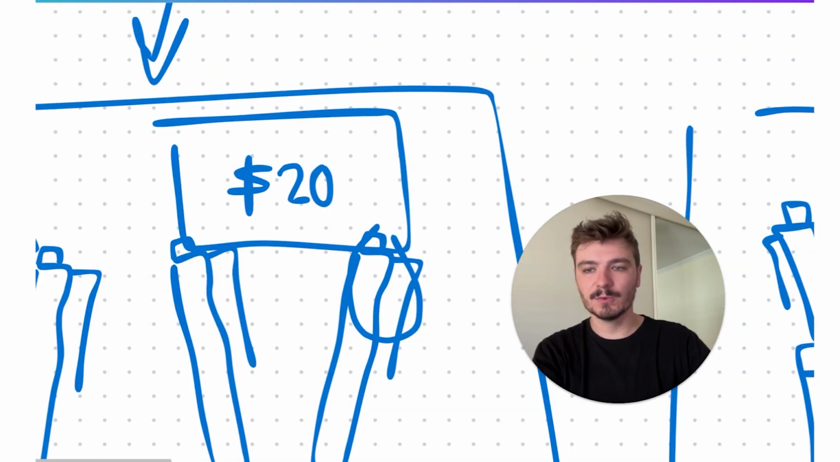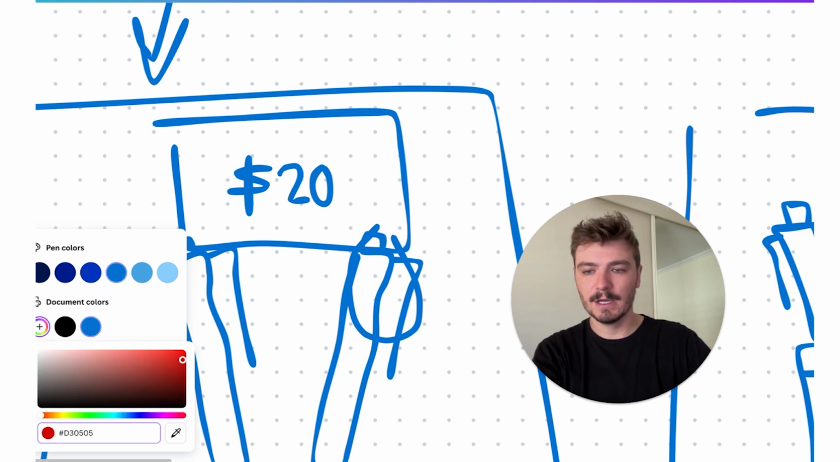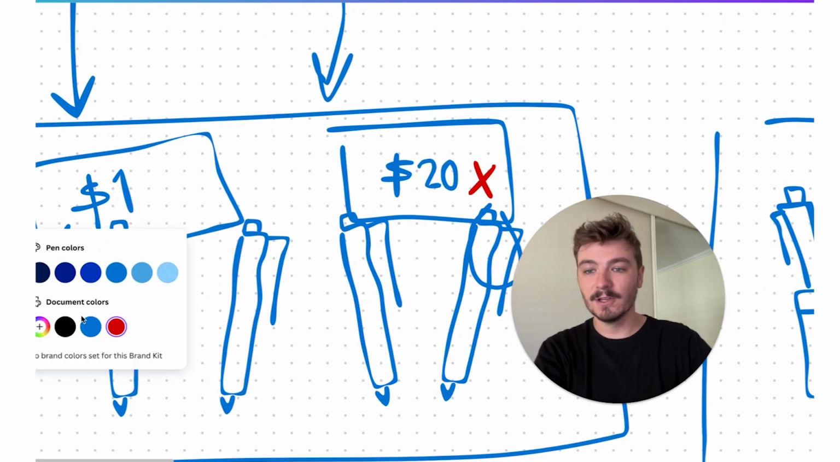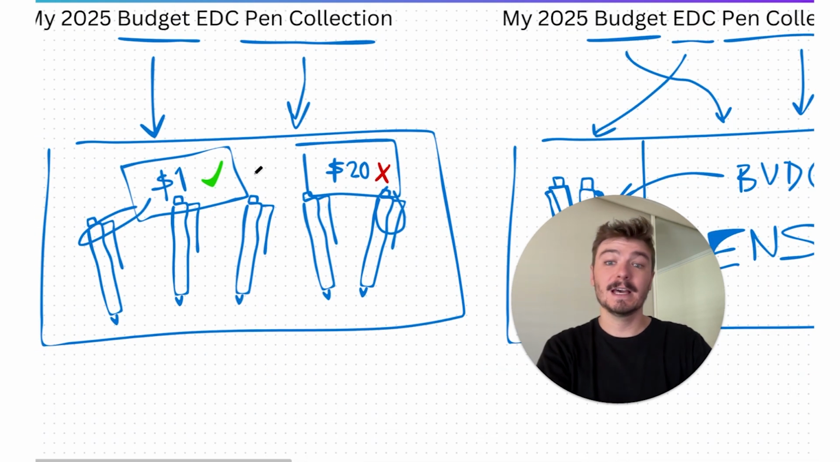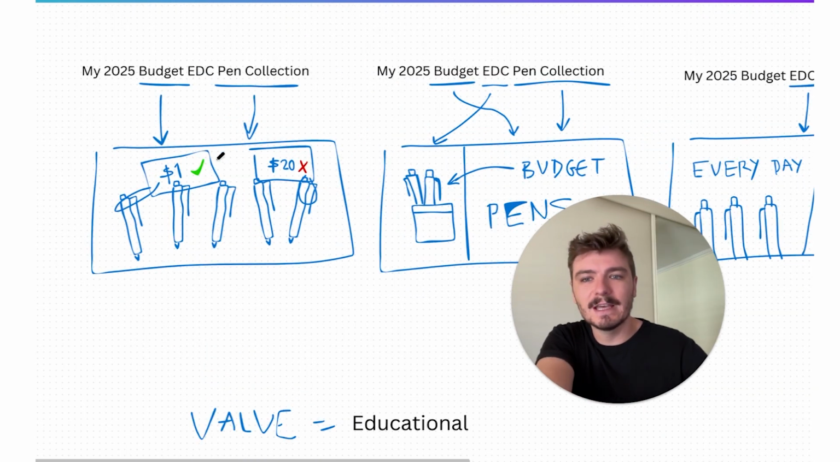So what I could do for this one here is $20 with a cross. Let's do red like that. And a $1 with a green like that. That's a good idea. I like that. Now we've added some loss aversion to it because I'm looking at this and thinking, wait, is the $1 pen better than my $20 pen? And that's what we want.